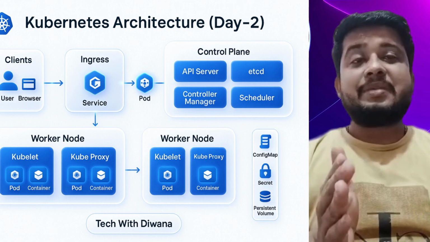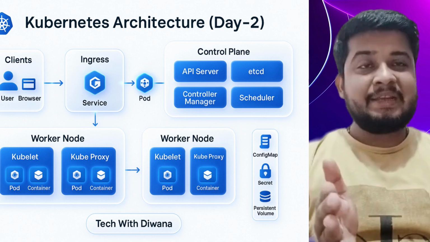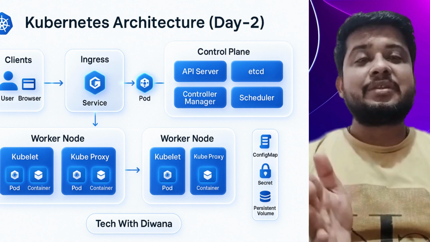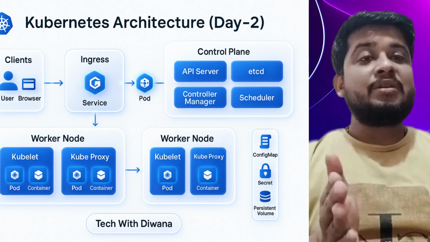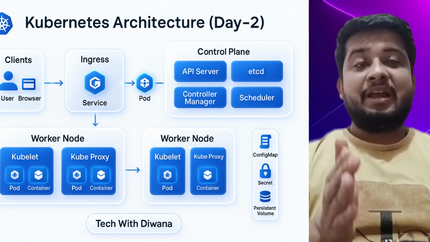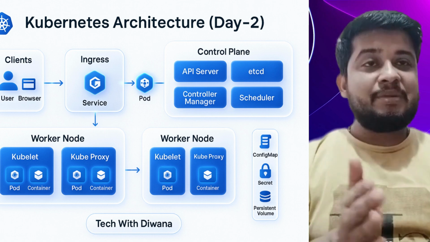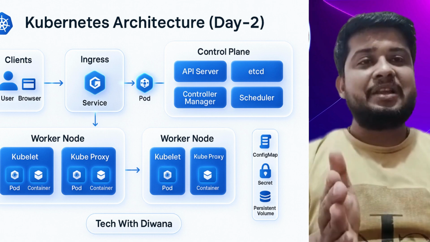Kubernetes follows a master-worker architecture, and the master part is called the control plane, which decides what should run, when, and where, right? And worker nodes are the machines that run your containers, and together they make Kubernetes self-healing, scalable, and super reliable.